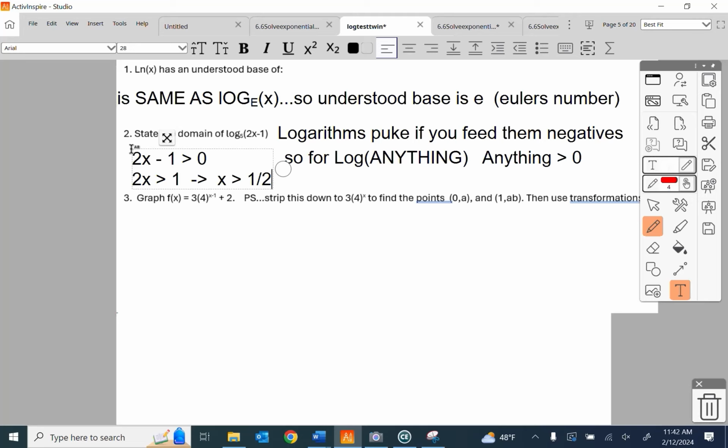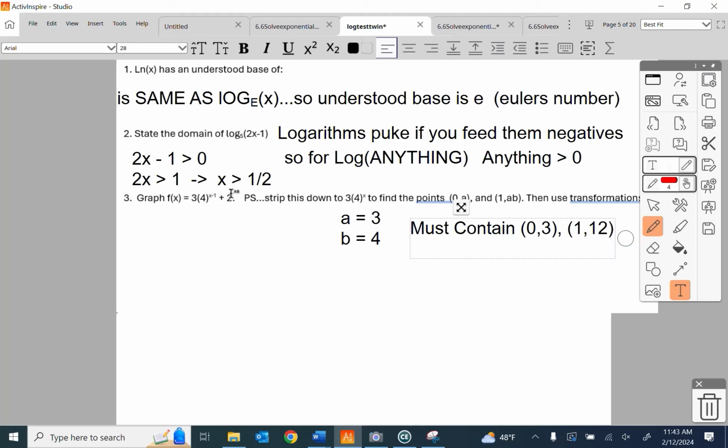3 is a graphing problem. Graph 3 times 4 to the x minus 1 plus 2, and I have to strip it down to 3 times 4 to the x to find the points (0, a) and (1, ab). So if I look at the stripped down version, a is 3 and b is 4. So I know I must contain (0, 3), and the second one is going to be (1, 12), since 3 times 4 is 12.